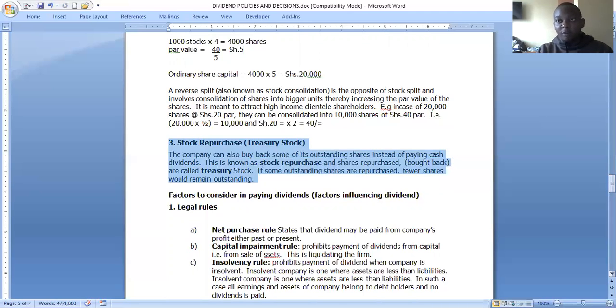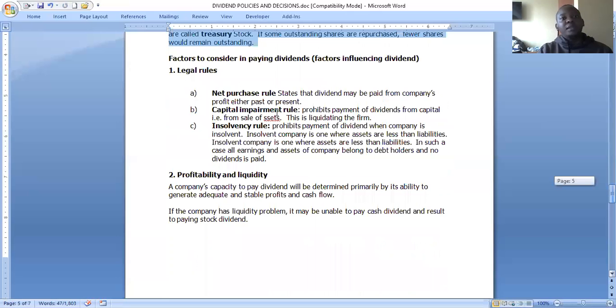So those are some of the forms of paying dividends. Next, look at the factors to consider when paying dividends. These are the factors that firms consider in dividend decisions, deciding whether to pay dividends or not, or how much dividend to pay and how much to retain, depending on the following factors.